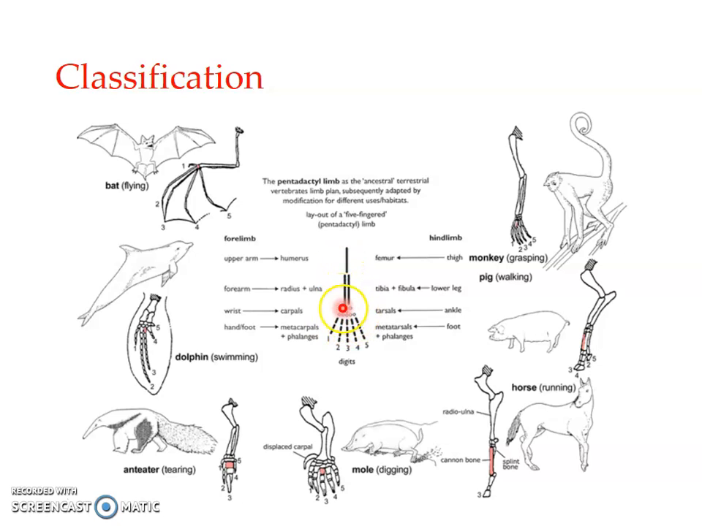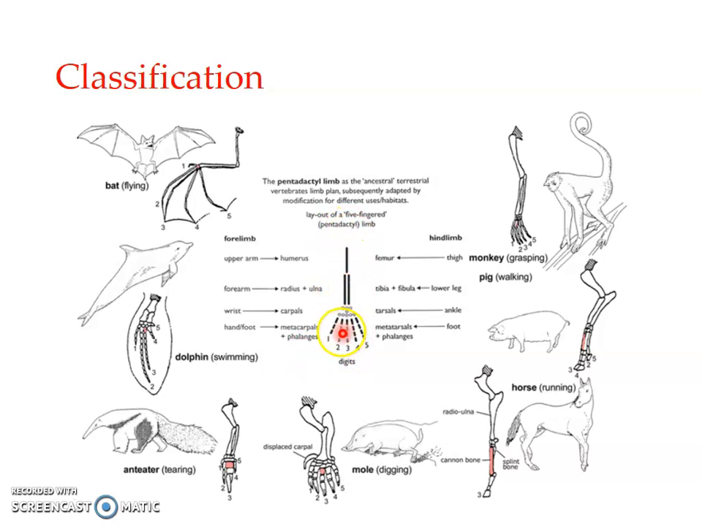This is the wrist region in the case of forelimbs, and that is supported by a couple of smaller bones, which we commonly call carpals. And the palm region or the hand region is supported by metacarpals. Again, a few bones are there. Further distally, we have the fingers, isn't it? The fingers are supported by bones which are known as phalanges.